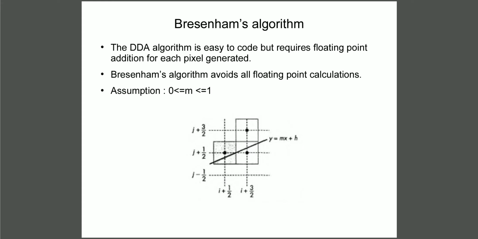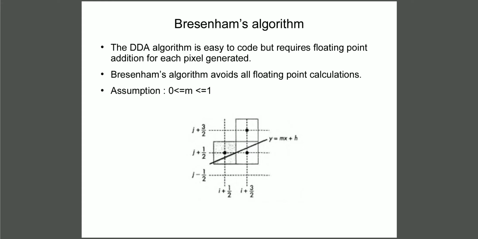As you know, compared to integer calculations, floating point calculations require more time. So to reduce the time required in floating point calculation, people introduced Bresenham's algorithm. In Bresenham's algorithm, we are not performing any floating point calculations, the calculation will be in terms of integers. Here also in Bresenham's algorithm, we assume that the slope of the line segment we are going to display is always between 0 and 1, and it will not exceed 1.